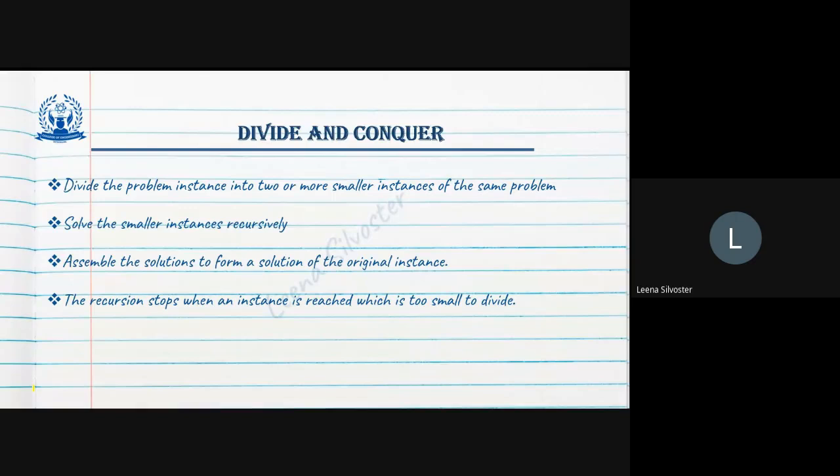So here we are having divide the problem into smaller instances and solve the smaller instances recursively. Means we are having more smaller instances. So we have to solve all the smaller instances independently. After that, we have to merge, combine all the solutions to form the original solution. The recursion stops when an instance cannot be divided. Atomic stage. At the atomic stage, we will stop the recursion.